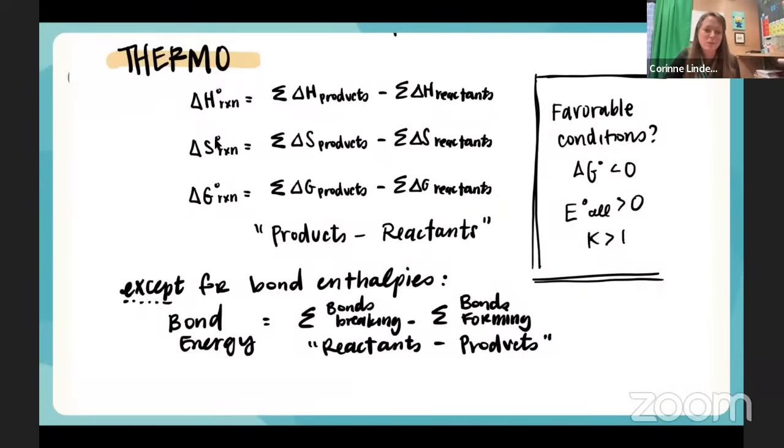Note that whether we're looking at enthalpy, entropy, or Gibbs free energy, the ones that you'll see in unit 9, it's always the sum of the products minus the reactants, versus bond enthalpies. Be careful, that's essentially the reactants minus the products. The other thing you want to know is what is thermodynamically favorable: a Gibbs free energy, or delta G, of less than zero, a cell potential of greater than zero, and an equilibrium constant of greater than one.